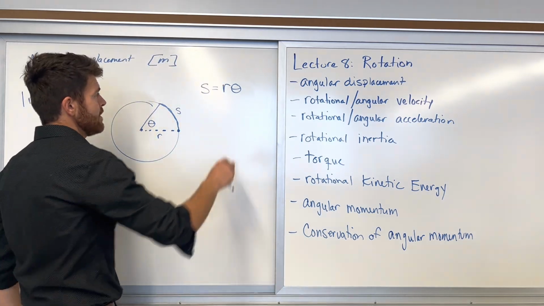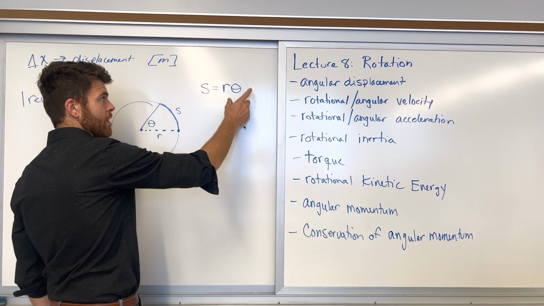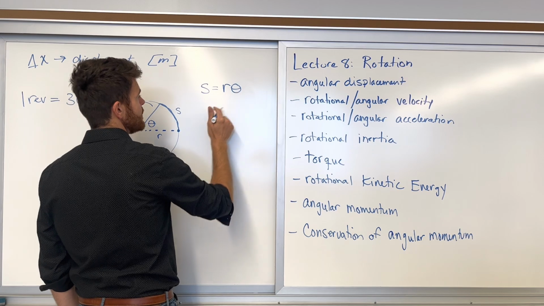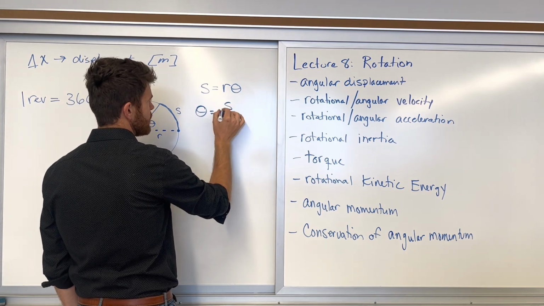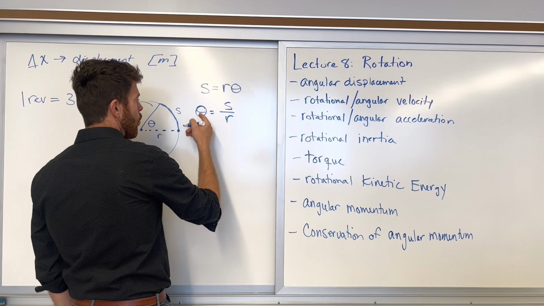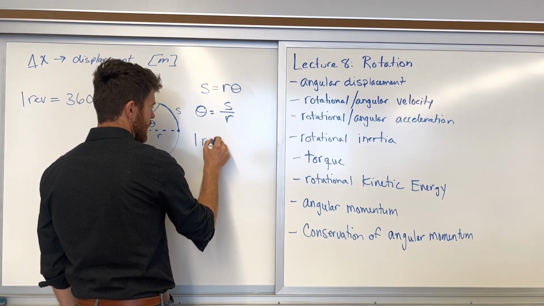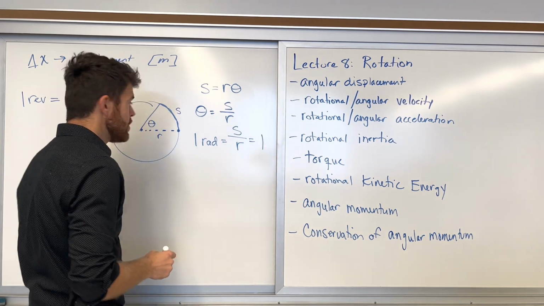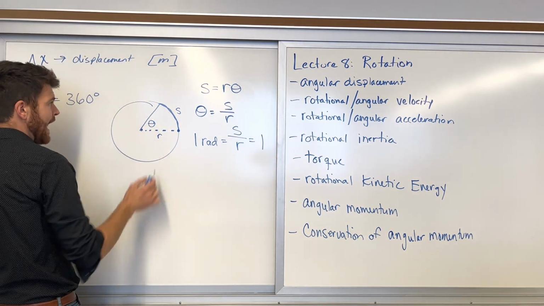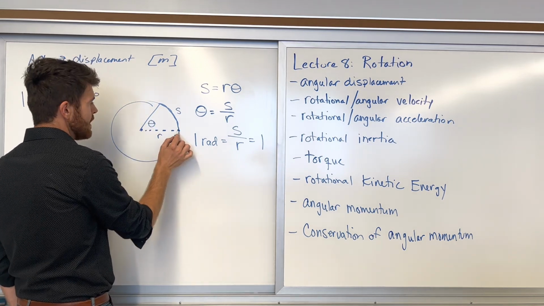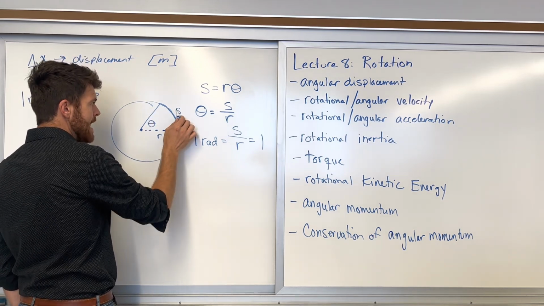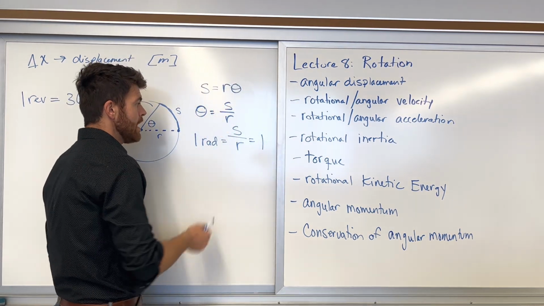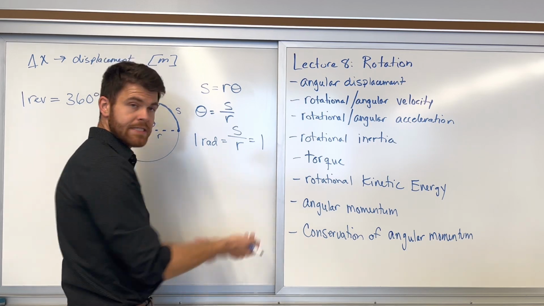Well, if this relationship is true whenever angle theta is measured in units of radians, so if we solve this for theta, theta equals S over R. 1 radian is the angle at which S over R is equal to 1. So one radian of angle is the angle that traces out an arc length, S, that's equal to the radius of the circle.